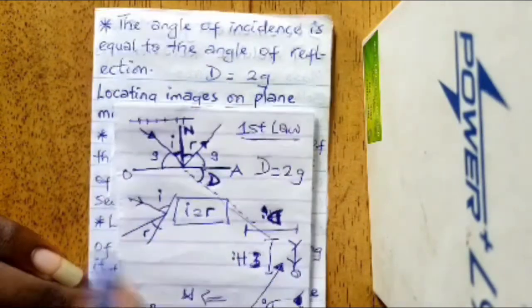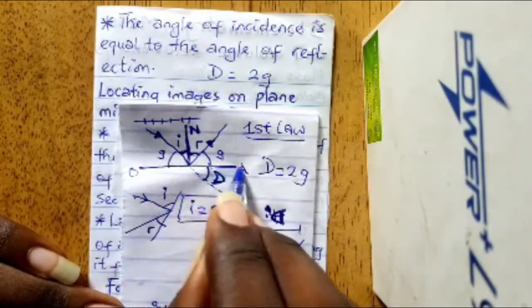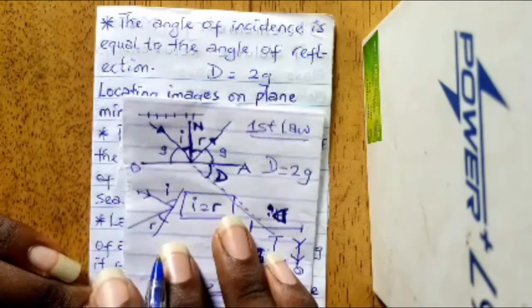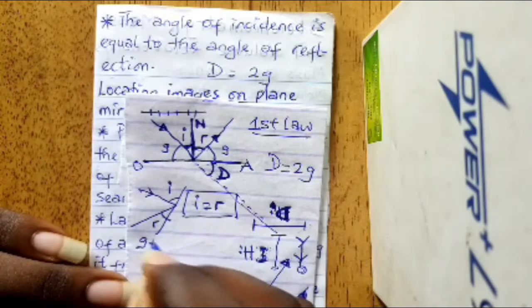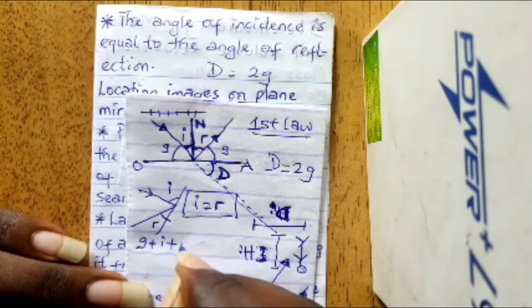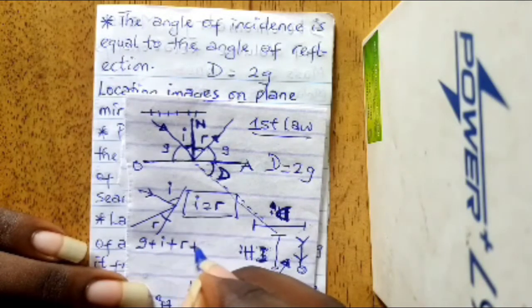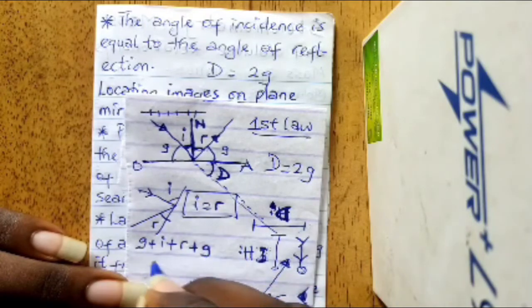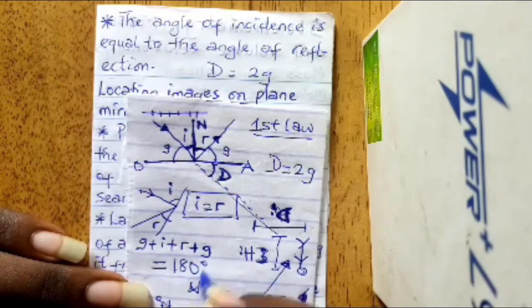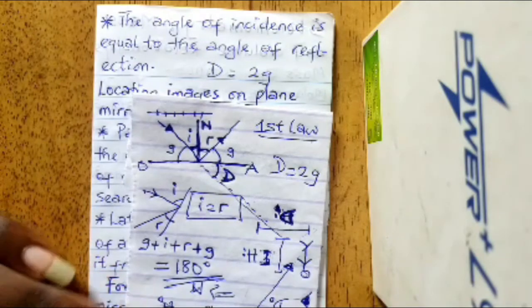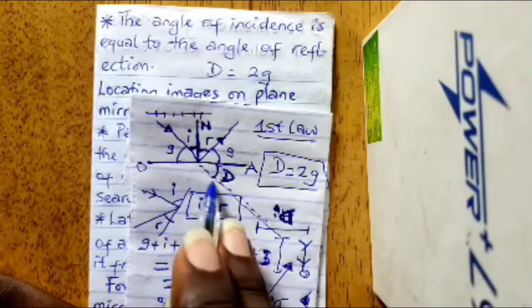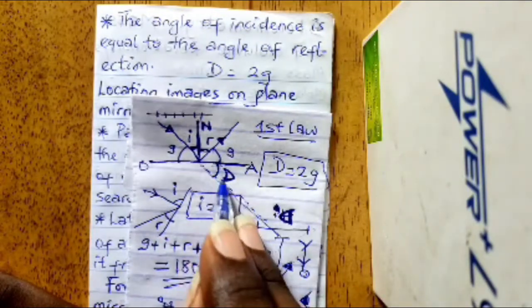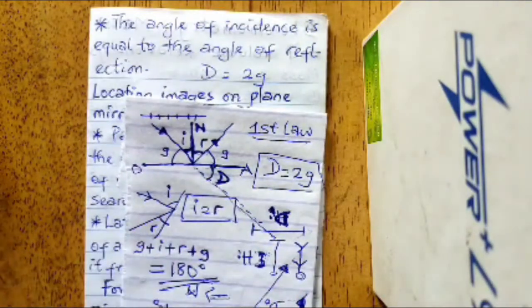So in summary, since this is a straight line, and the sum of angles on a straight line is 180 degrees, we can say the angle of glance plus the angle of incidence plus the angle of reflection plus the angle of glance is equal to 180 degrees. And we also have another expression: the angle of deviation is equal to 2 multiplied by the angle of glance.